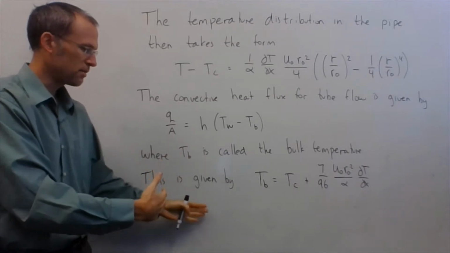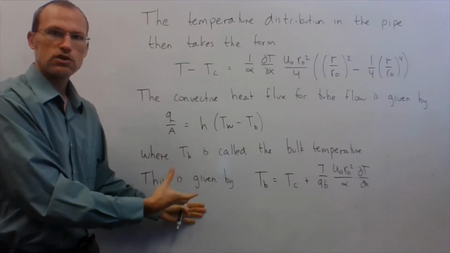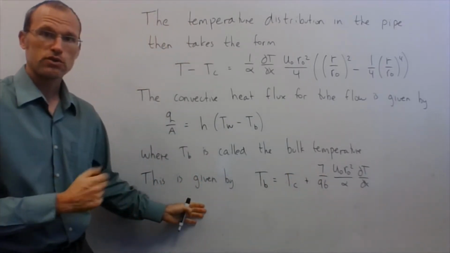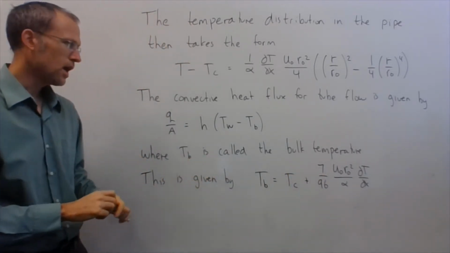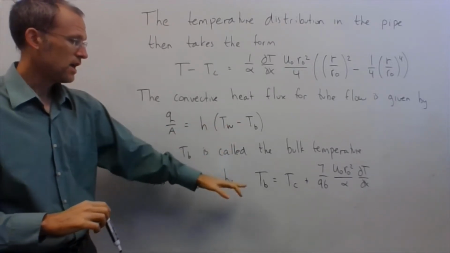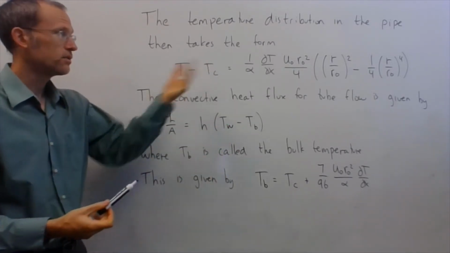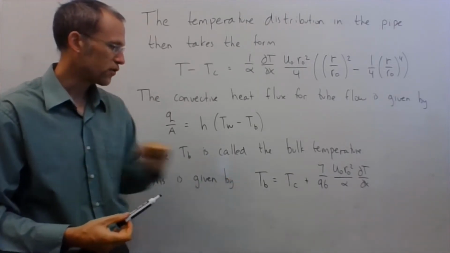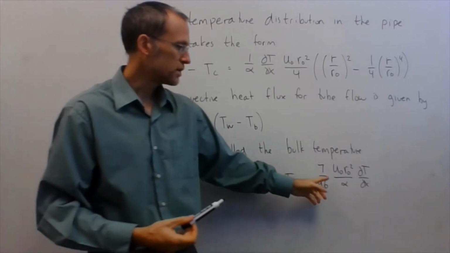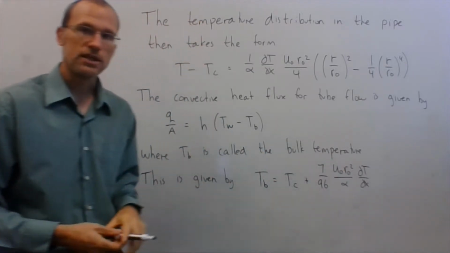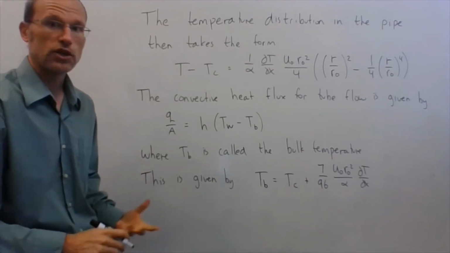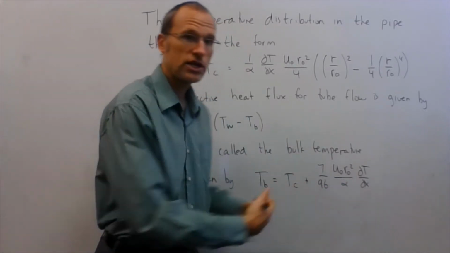So if I come into my pipe really hot, it's trying to heat up the fluid. As I go down the pipe, that average temperature of the fluid is going to get hotter and hotter. And so basically what we need is some sort of average. So if we take that and find an average value down the pipe, we end up with this equation for the bulk temperature: center temperature plus 7 over 96, U0 R0 squared over alpha times dT/dx. So again, you can see it depends on how the temperature changes with x.